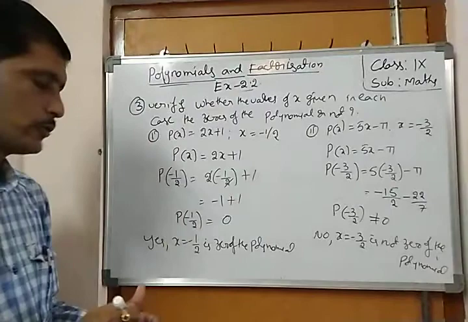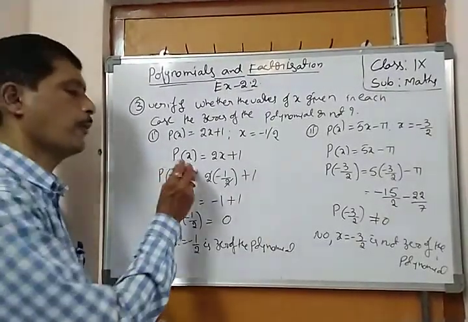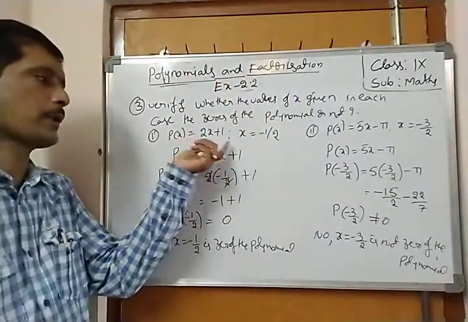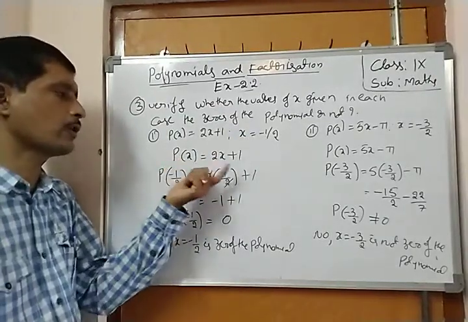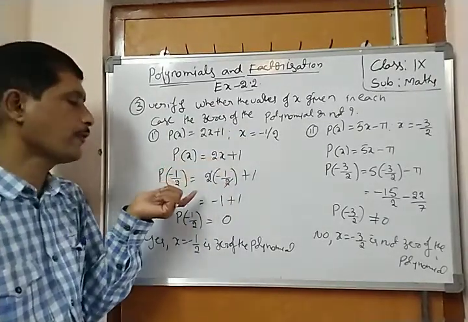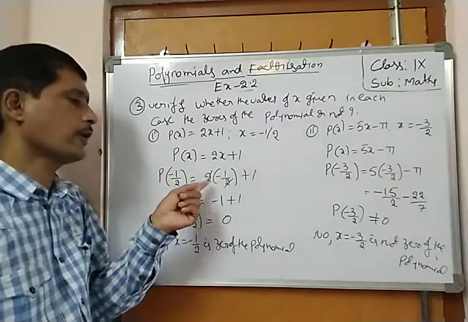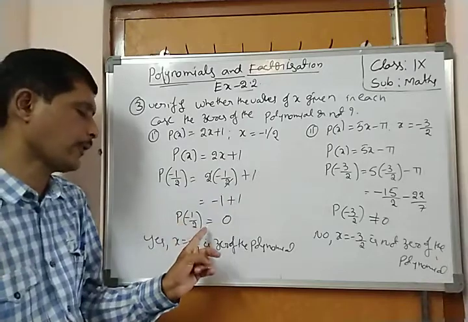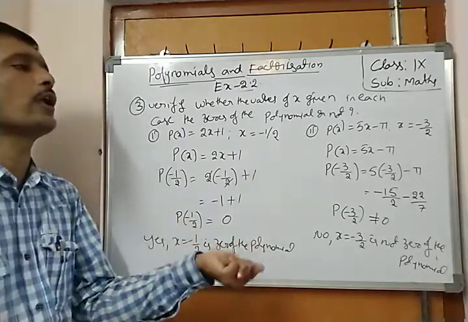Therefore, the zero is the solution of the polynomial. Here p of x equals 2x plus 1 when x equals minus 1 by 2. p of minus 1 by 2 equals 2 into minus 1 by 2 plus 1. The 2 gets cancelled, minus 1 plus 1, that is 0. So p of minus 1 by 2 is 0, therefore yes, x equals minus 1 by 2 is a zero of the polynomial.